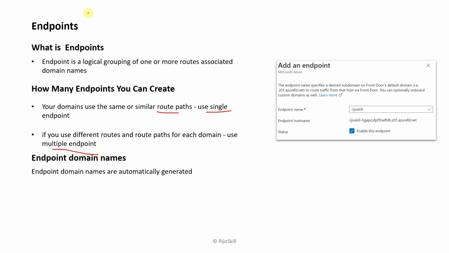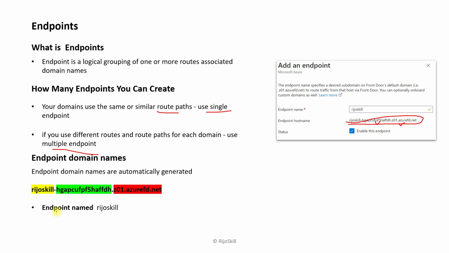So here you can see, once you enter the endpoint name you created, rejoskill.com, the endpoint hostname will be automatically created. So here you can see the endpoint automatically created: the rejoskill name and the default domain. The endpoint hostname is a combination of the endpoint name, whatever name you created, so that name will be coming.